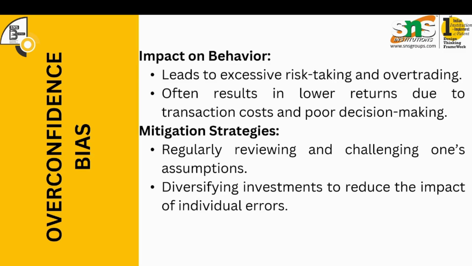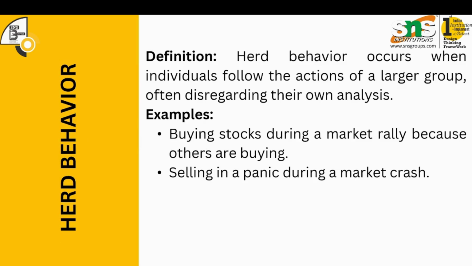So, overconfidence bias leads to excessive risk taking and over trading. It often results in lower returns due to transaction costs and poor decision making. This can be controlled by regularly reviewing and challenging one's assumptions and by diversifying investments to reduce the impact of individual errors. The second bias is herd behavior.